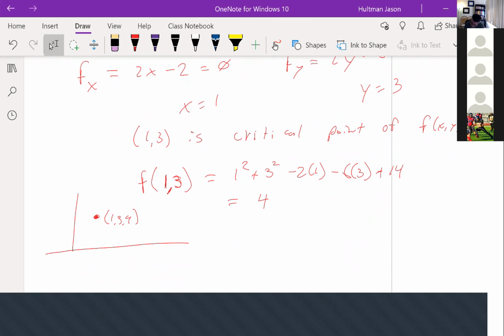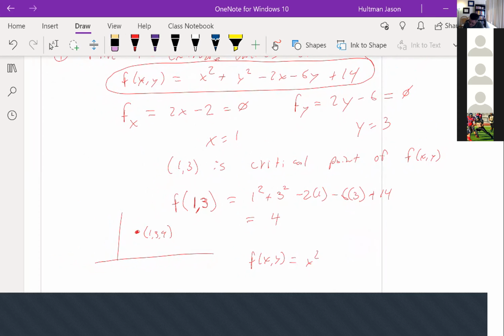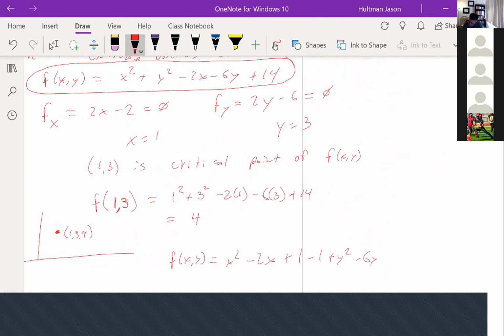Okay. So we have f of x, y is equal to x squared minus 2x. Let's go back to the original. X squared minus 2x, I'm going to complete the square. That means I have to add 1 and subtract 1. Then y squared minus 6y, I'm going to have to add 9 and subtract 9. And then add 14 at the very end.